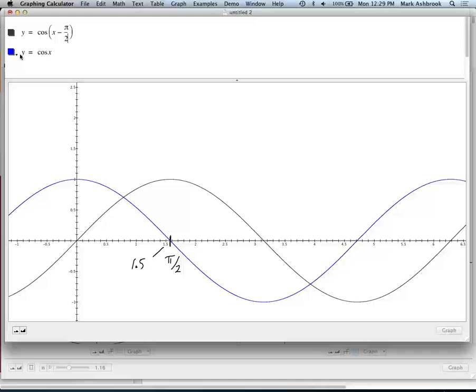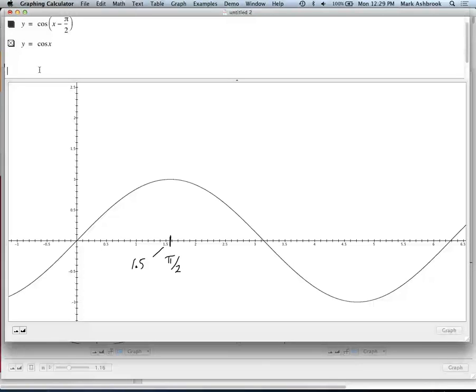But look at that graph. Should be familiar as something else. It's sine, right? So if you took cosine and had it lag behind by an angle of pi over 2, you get the same thing as sine. And that's what I showed you to start with, the gray one. So there's another identity.